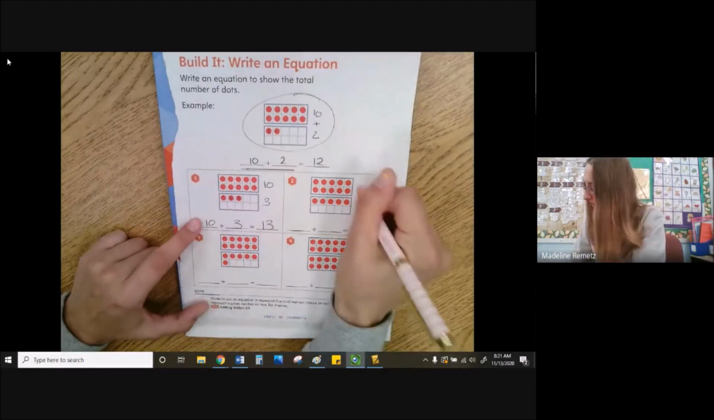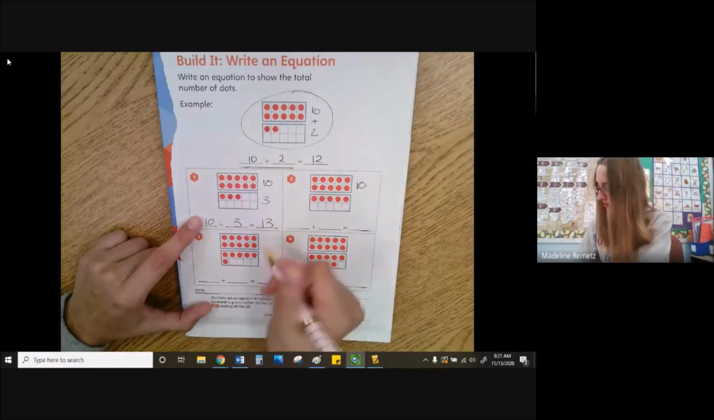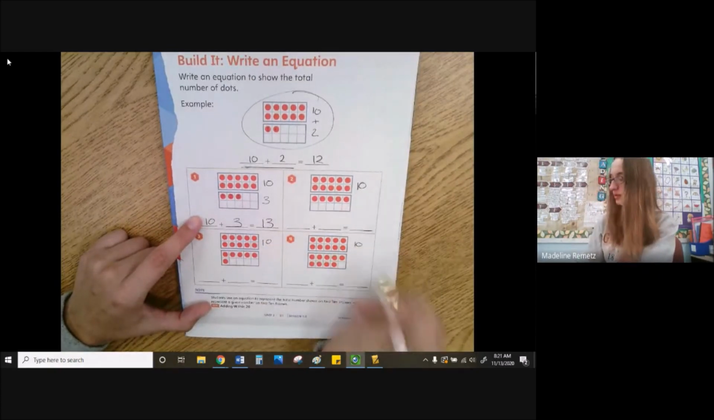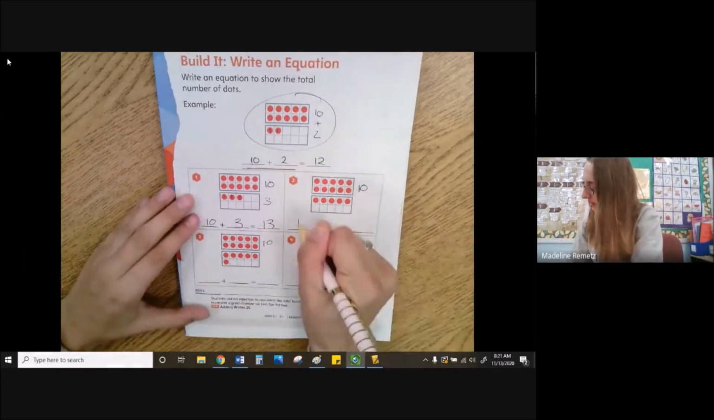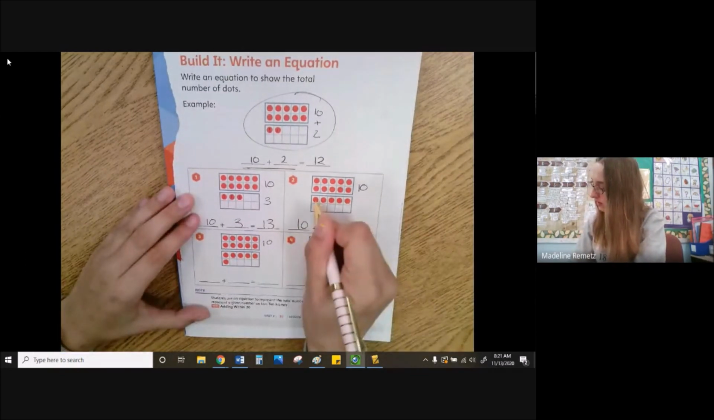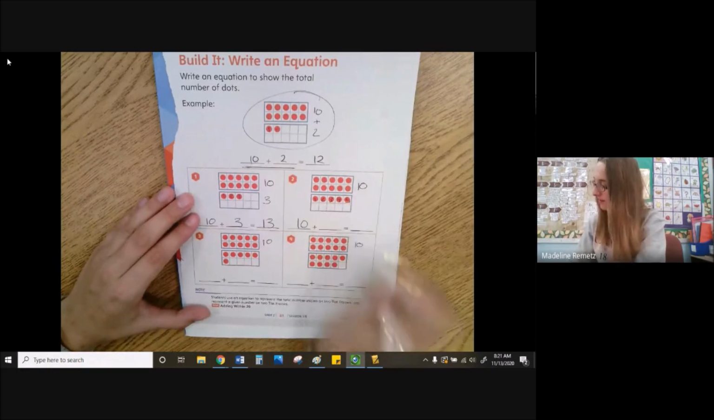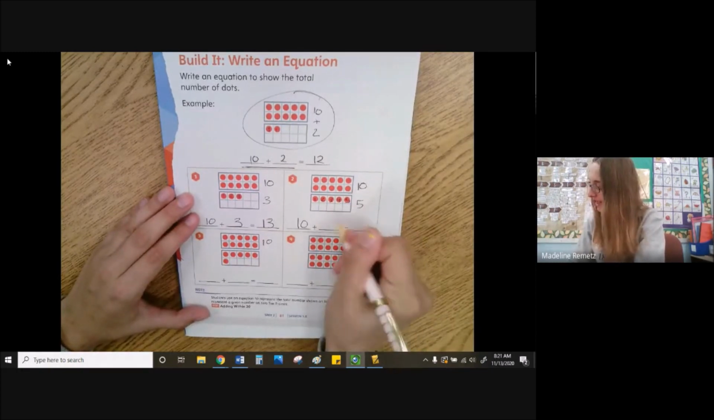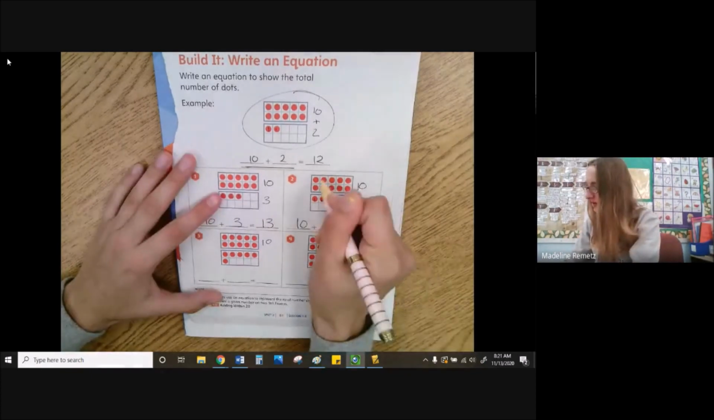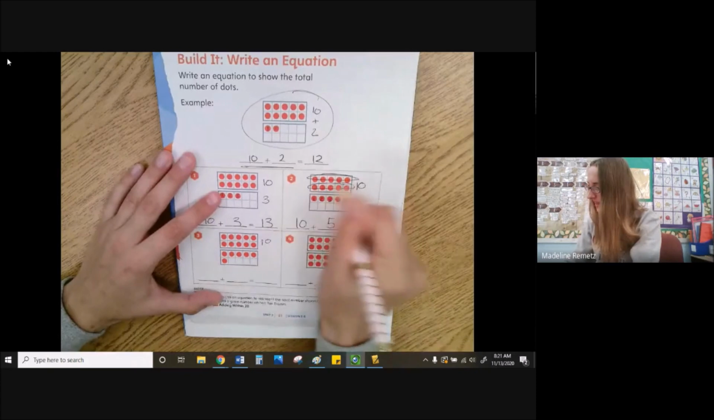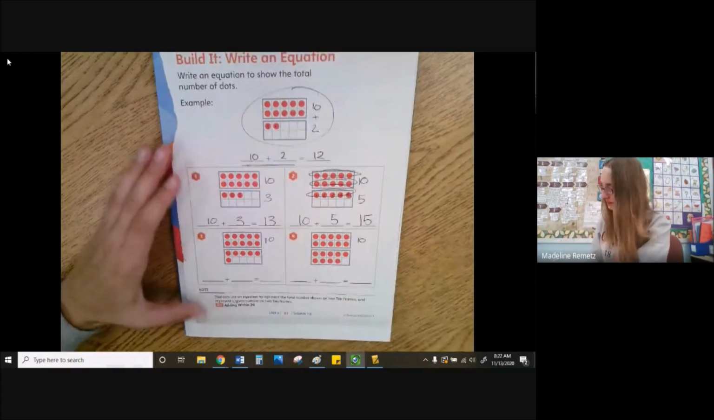Now, once again, I have a 10 frame filled. Well, look, I have one in each of these. If I wanted, I could just write 10, 10. So now I know for the rest of the problems. I have a 10 filled in here. But what do I have here? 1, 2, 3, 4, 5. 10 plus 5 equals, oh, I know that. I can count by 5s. We have 5, 10, 15. Woohoo, that's a fun number.